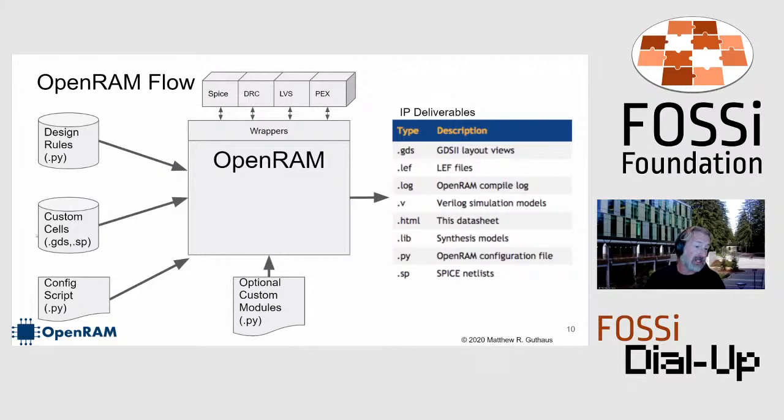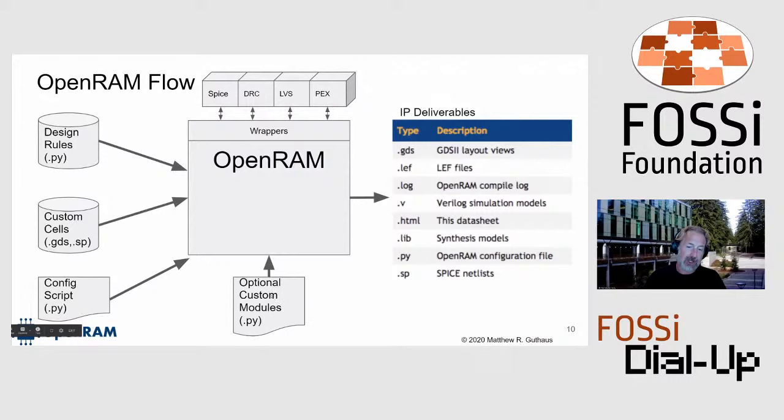It's important that it takes in a set of custom cells. Typically, these are going to be the bit cells, a flip-flop for synchronization of the interface, and then sense amplifier and things like that. So a few custom cells that you really want to minimize the area of, especially the bit cell, to get the biggest density of a memory. And then a user configuration script that says, what kind of memory do I want to generate?